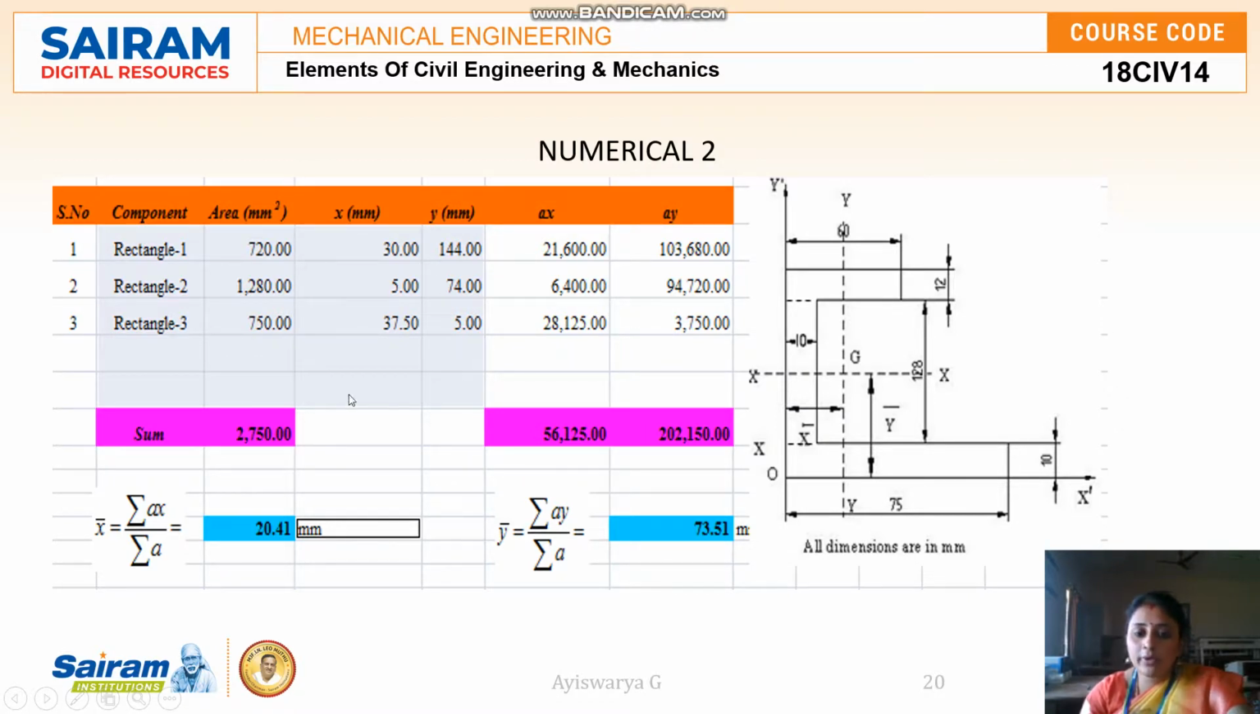So now we multiply all ax, ay, and finally you will get the summation of area, summation of ax and summation of ay. Okay, so now you will get x bar in terms of mm and y bar in terms of mm. This is how you need to solve the numerical in the centroid portion. So I will come up with a few more numericals in my next video.